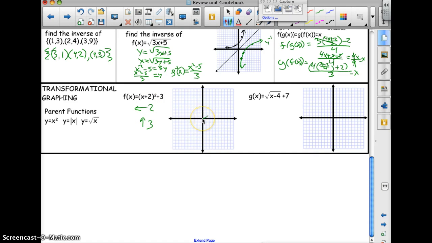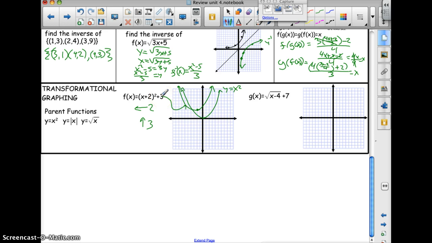So if I have my regular parent function, just like this, that's y equals x squared. So if I wanted to graph that, I would take my vertex here and I would shift it 2 to the left and up 3, and then have a parabola that looks like this. All right, and that is f of x.